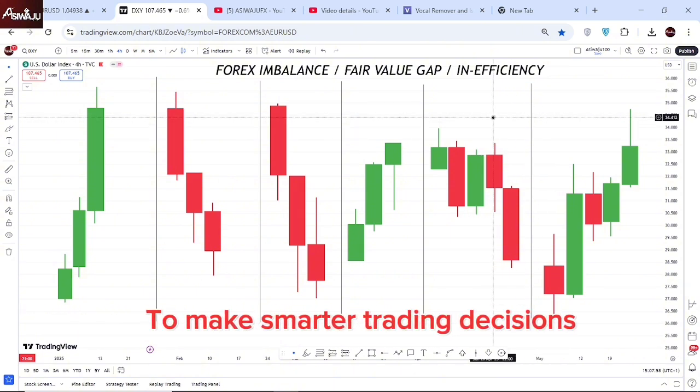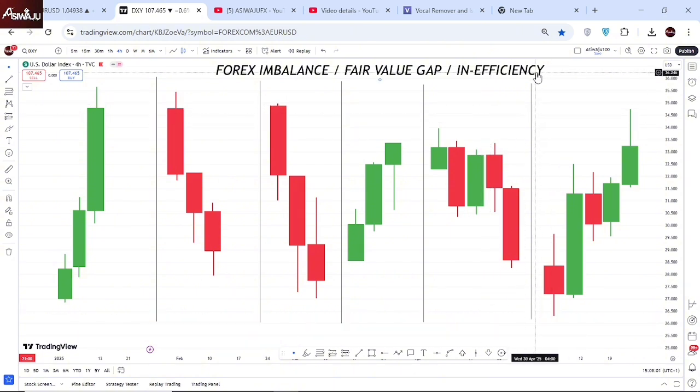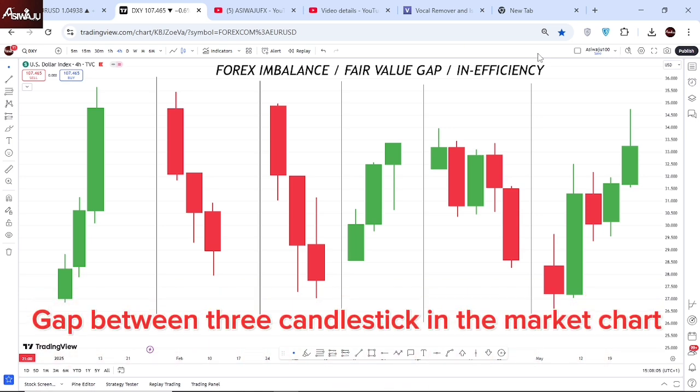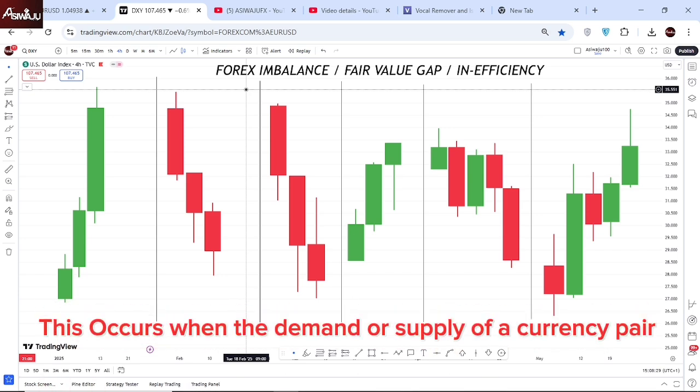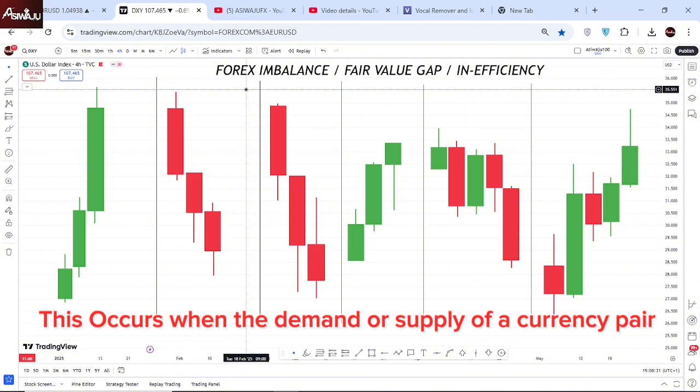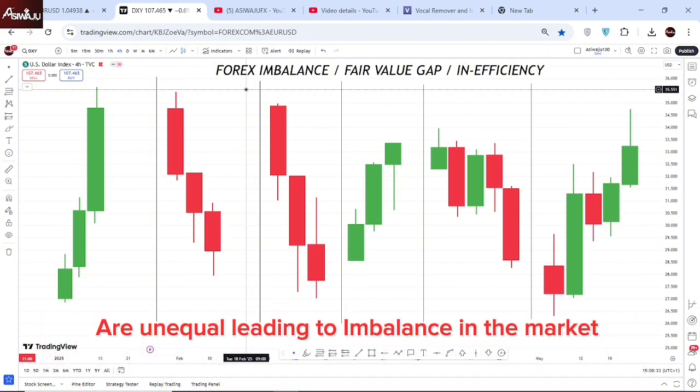What is imbalance in the market? Imbalance can simply be defined as the gap between three candles in the market. You can also call it the fair value gap. As you can see on the screen, you can call it imbalance, fair value gap, or inefficiency in the market. This occurs when the demand or supply of a currency pair is unequal, leading to imbalance in the market.